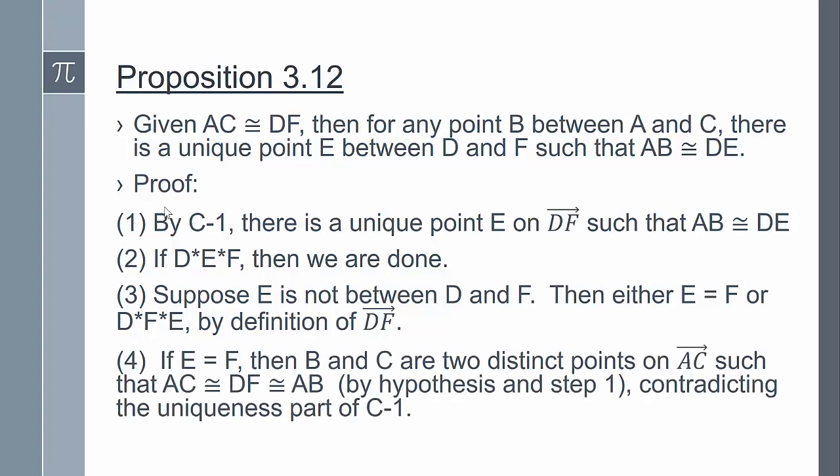So let's look at the case when E equals F. If E equals F, then B and C are two distinct points on ray AC such that segment AC is congruent to DF, which is congruent to AB. So this is by hypothesis and by step 1. Well, this contradicts the uniqueness part of Congruence Axiom 1. So we see that E can't equal F.